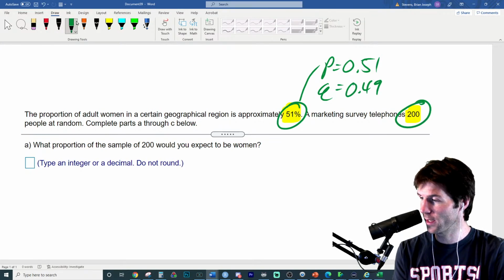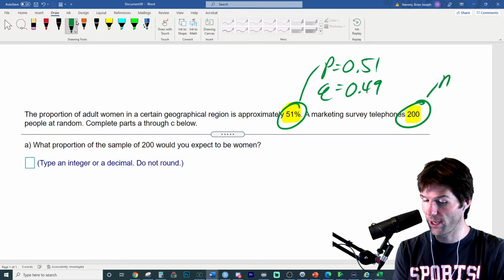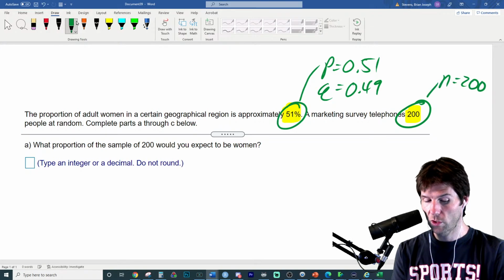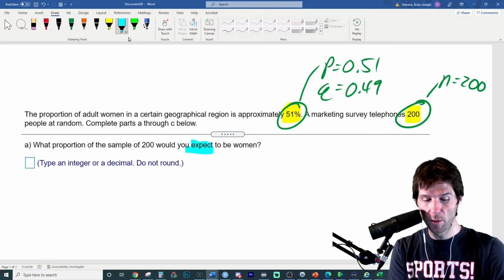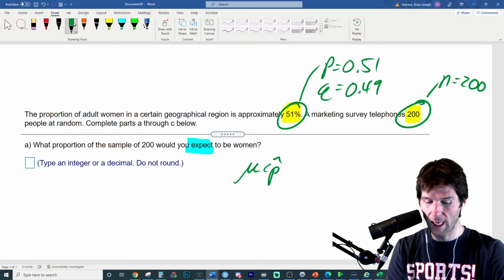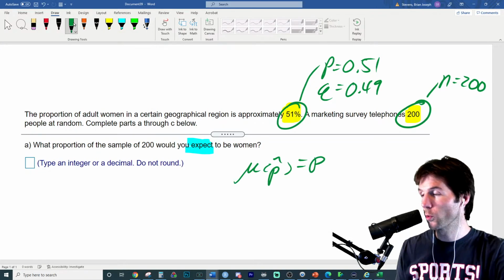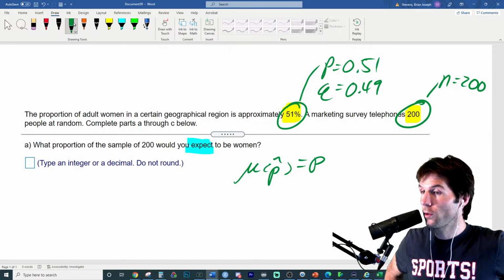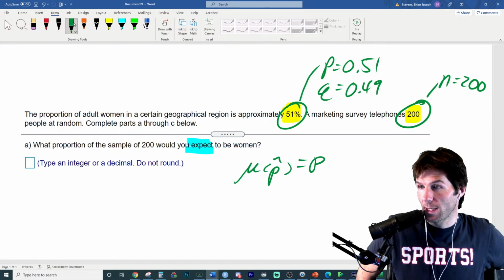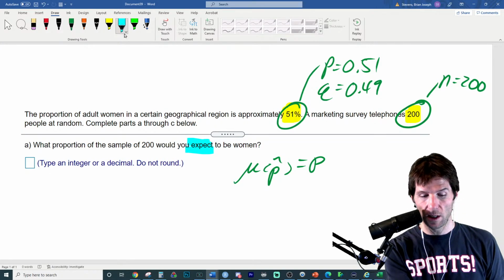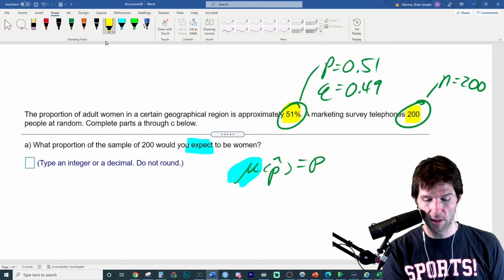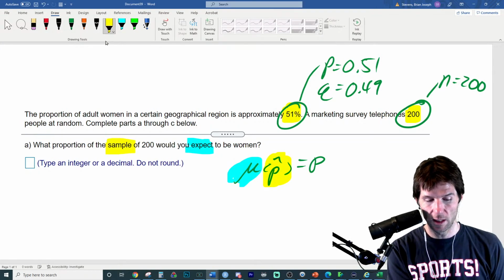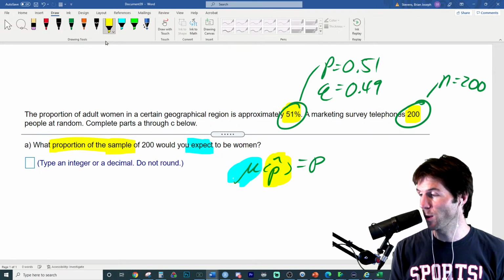And Kayla right there, great job. That is N is 200. So this is asking, what percent do you expect? And if you hear expect, you should be thinking mu P hat equals P. So what's the answer to this question? Use your notation. It's saying, what percent do you expect in a sample? So the word expect is there because that's the mean. And then this right here is in a sample, so that's a sample proportion.